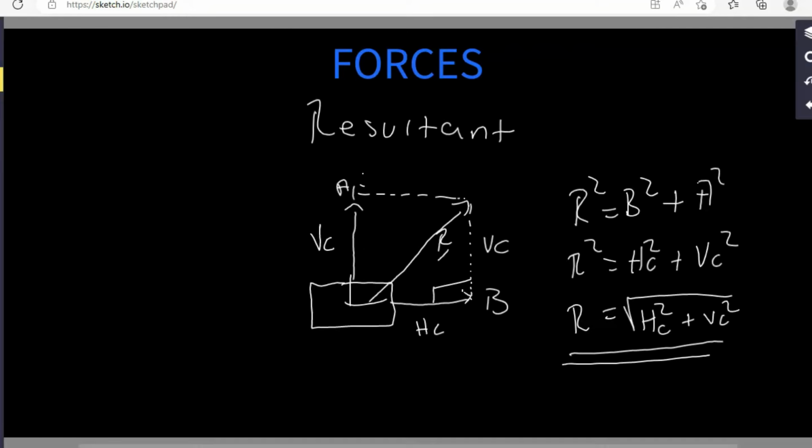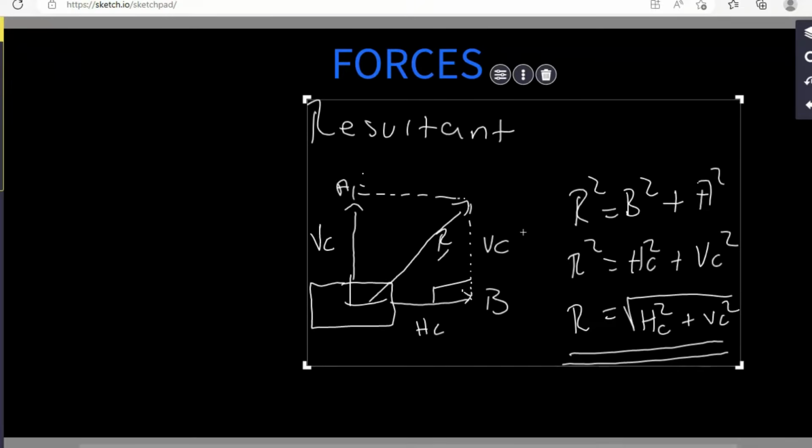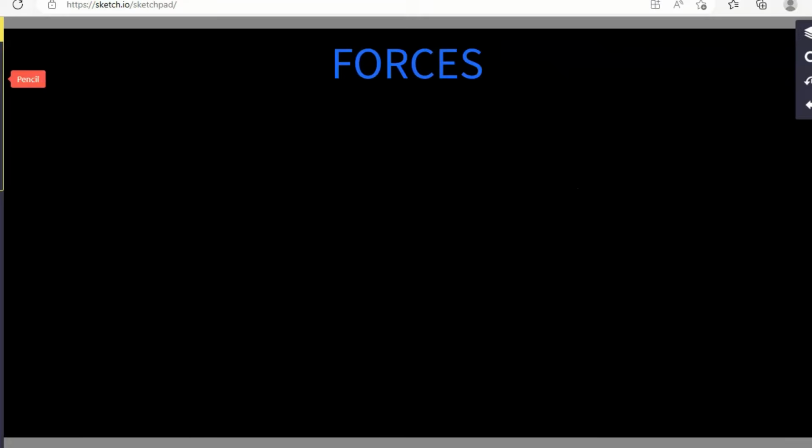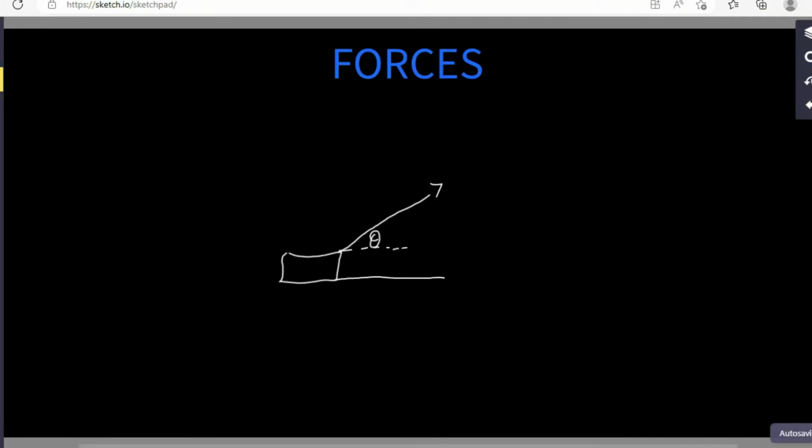This is how we will calculate the resultant force of force A and force B. Whenever we have a force applied to an object at an angle, let's say we have a block again, and a force applied at an angle to the ground, let's say the angle is theta. This is the ground, and relative to the ground, this force is at an angle. Let's say this is force F.